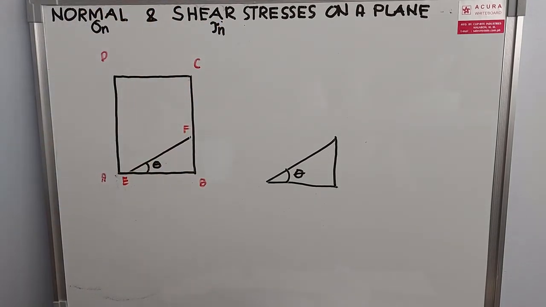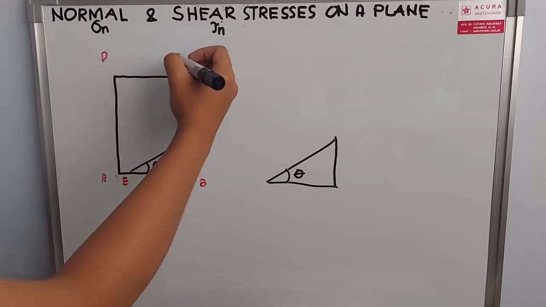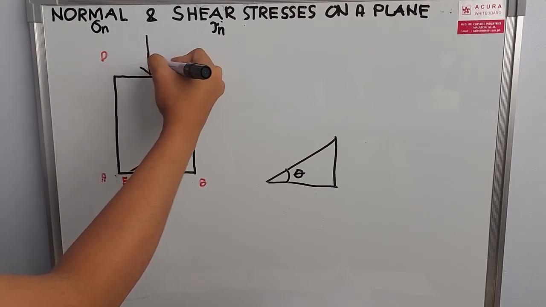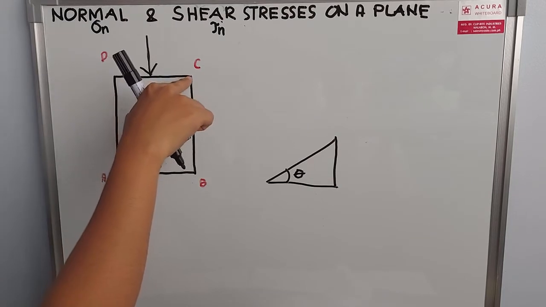So we know that from the mechanics of deformable bodies, when we say normal stresses, these are stresses acting perpendicular to the reference plane. When we say shear stresses, these are stresses acting parallel on a side or on a reference plane. So from there, we have here normal stress acting perpendicular on plane CD.